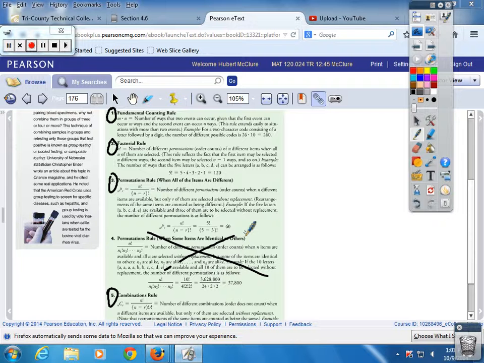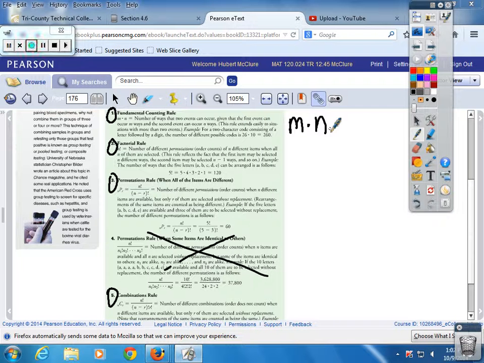Now, if you don't have a book, M times N is what we call the fundamental rule of counting. Basically, let's say you have an alarm or a lock that you have to punch a code into, and you have to punch one letter and one number. The number has to be between 0 and 9. You can write that down as an example.